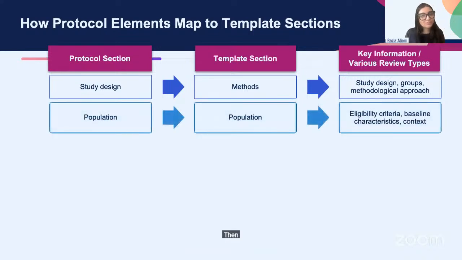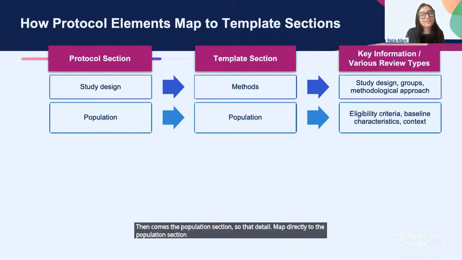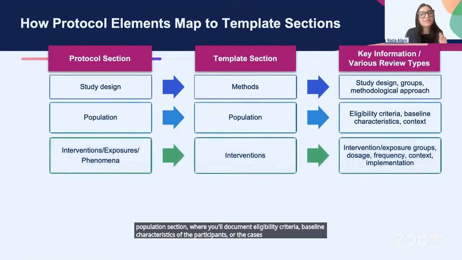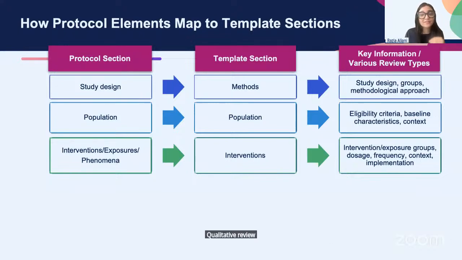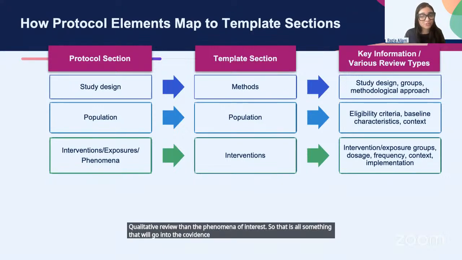Then comes the population section. Those details map directly to the population section, where you'll document eligibility criteria and baseline characteristics of the participants or the cases. Then comes your protocol's intervention section, or the exposure section, or if it's a qualitative review, the phenomena of interest. That is all something that will go into the Covidence intervention section. But this is flexible based on your review, as I've mentioned. So you can use this section for exposures in observational studies, phenomena of interest in qualitative studies, or test indexes in diagnostic reviews.